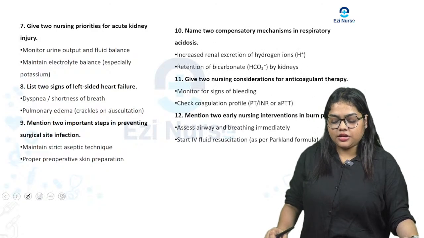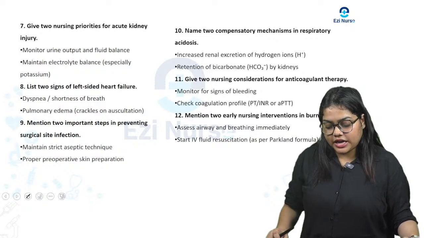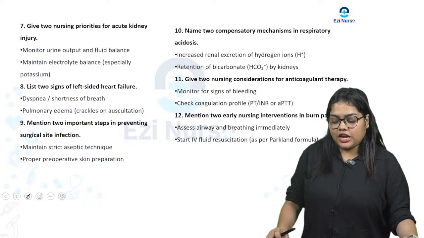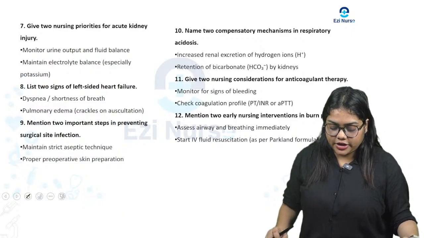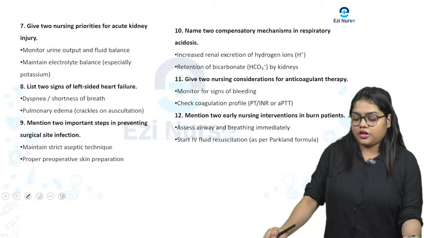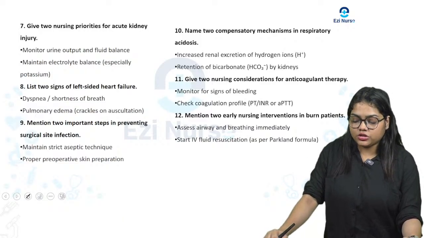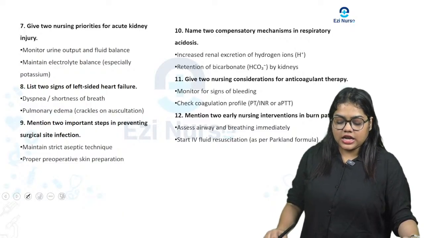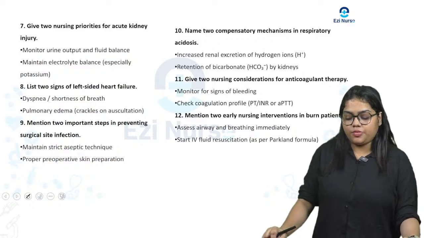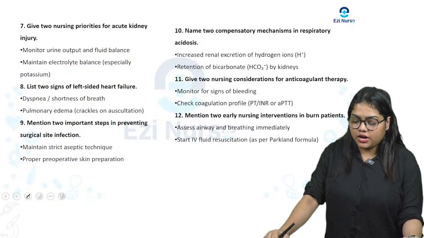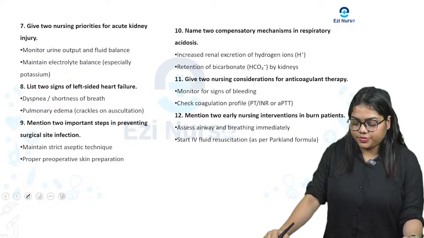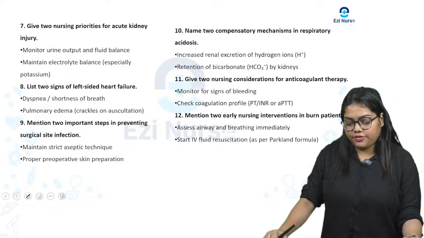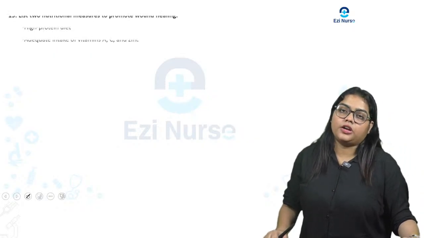Then name two compensatory mechanisms of respiratory acidosis: increased renal excretion of hydrogen ions, retention of bicarbonate (HCO3) ions by the kidneys. Then give two nursing considerations for anticoagulant therapy: monitor for signs of bleeding and check the coagulation profile. Lastly, mention two early nursing interventions in burn patients: assess the airway and breathing immediately and start IV fluid resuscitation as per the Parkland formula.